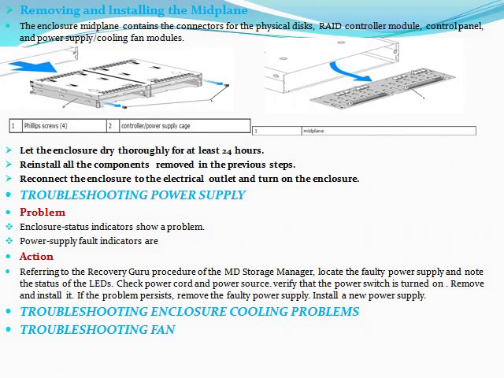Reaching into the enclosure chassis from the back, carefully disconnect the midplane from the controller panel and lift it out of the enclosure. To install, we have to follow the reverse process. Let the enclosure dry slowly for at least 24 hours. Reinstall all the components and restore the previous state, and reconnect the enclosure to the electric outlet and turn the enclosure on.